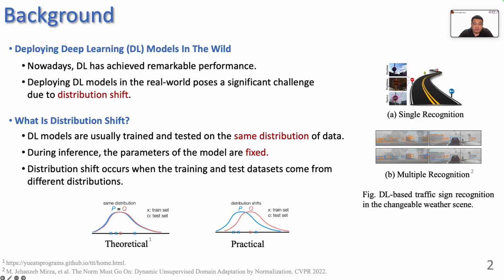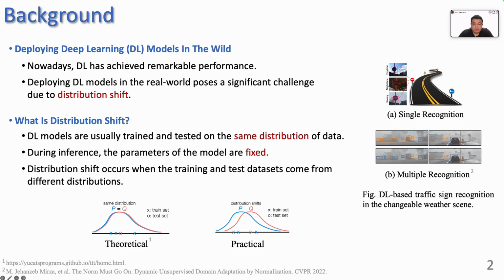Nowadays, deep learning has achieved remarkable performance. However, deploying deep learning models in the real world poses a significant challenge due to distribution shift. So, what is distribution shift? We know that deep learning models are usually trained and tested on the same distribution of data, and during inference, the parameters of the model are fixed. A distribution shift occurs when the training and test datasets come from different distributions.